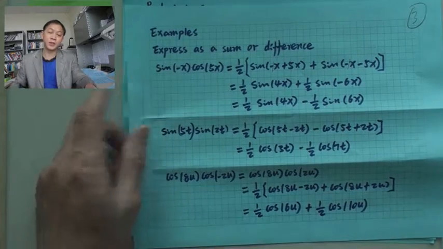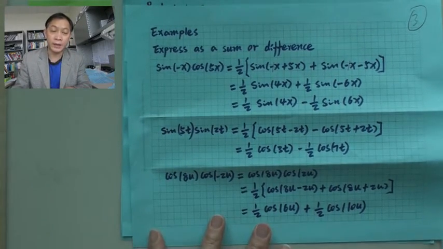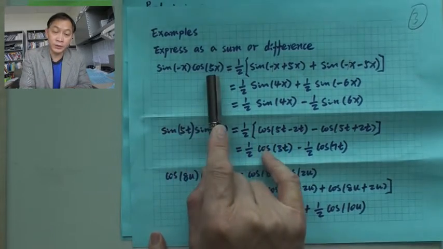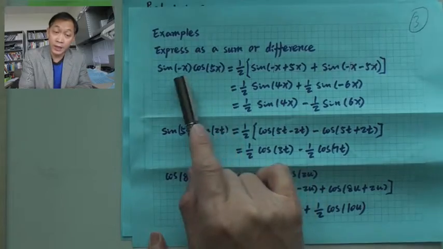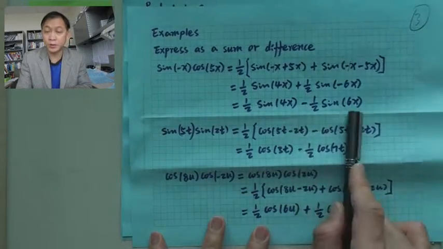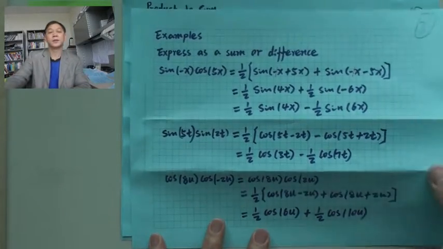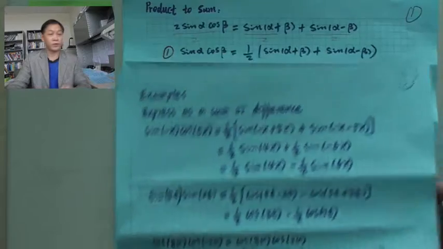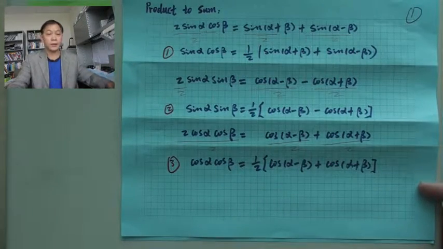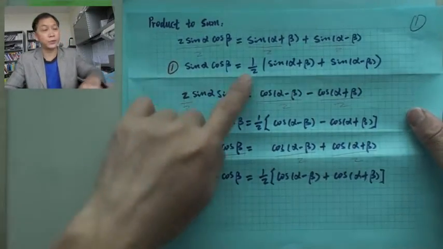Again, this will be used in calculus. If you are going to find out the integral for those two, it is hard. But if we have that, you do it separately, and that's very easy. You can see. Okay, as for the integral. Okay, now we are done with product to sum.